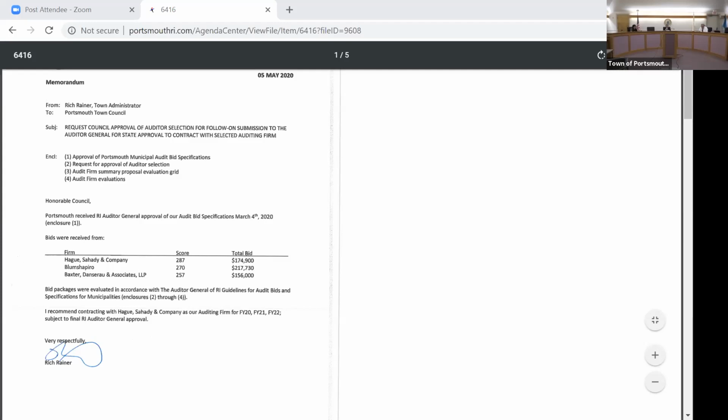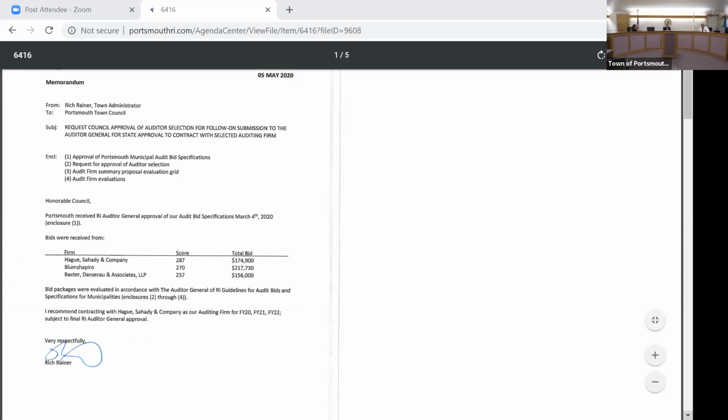Bloom Shapiro was 17 points behind, and Baxter, Dancero and Associates scored at 257, 30 points lower than Heg Sahadi. So I recommend contracting with Heg Sahadi and Company as our auditing firm for fiscal years 2020, 2021, and 2022. And then your approval allows us to send this recommendation to the Auditor General.